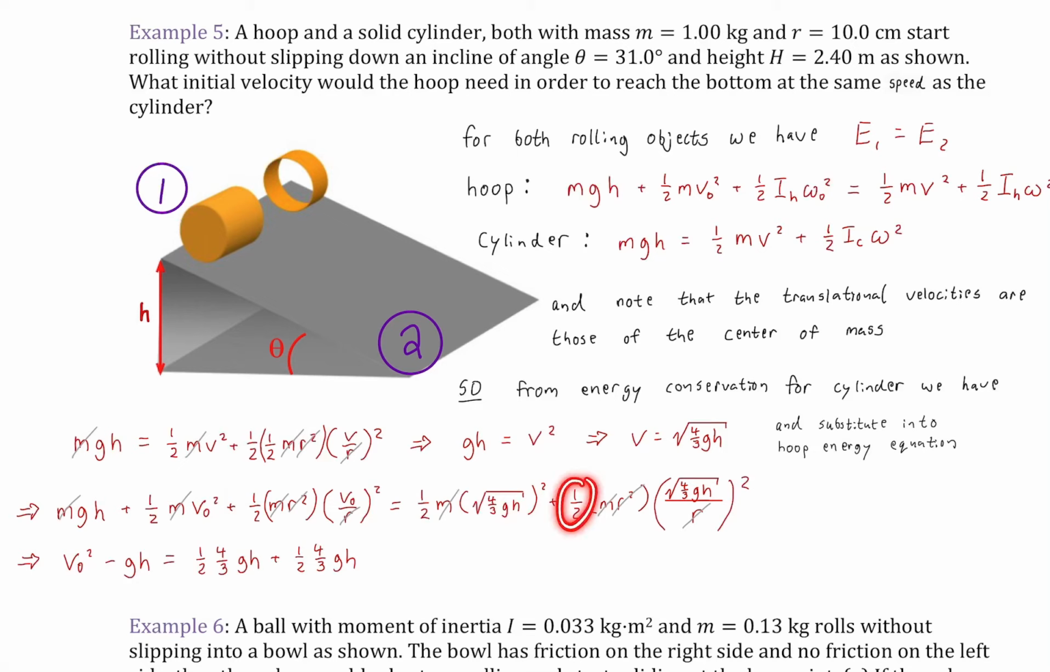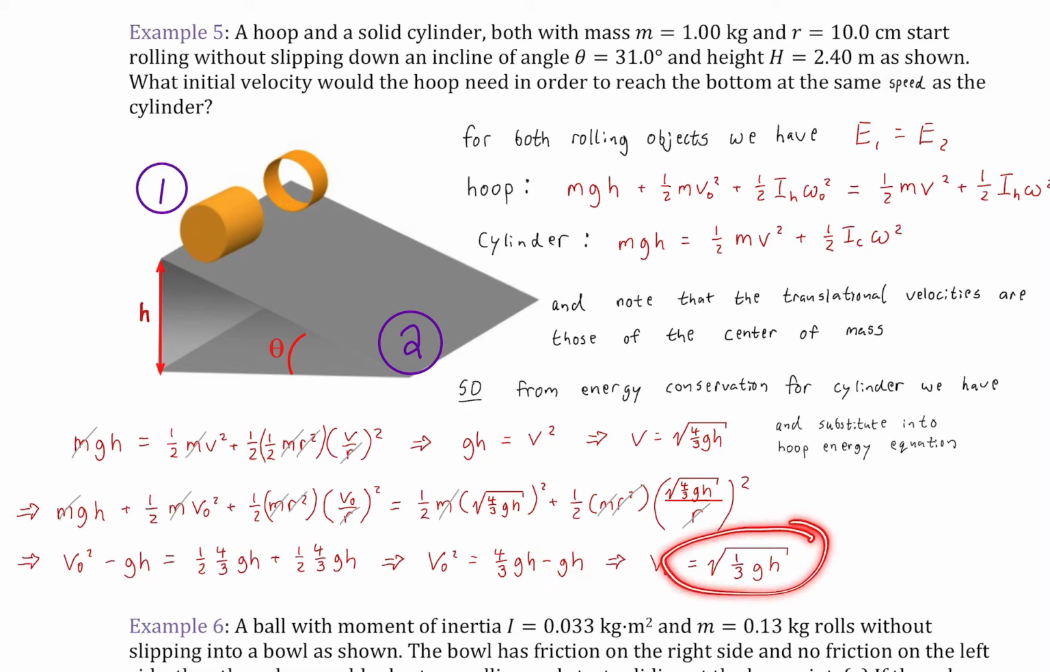All right, and over here there's a 1/2 and another 4/3. Okay, all right, and so we're just going to take those two together. Obviously, it's just going to become 4/3. All right, so then we have v naught squared equals 4/3 gh minus gh. And again, that's because that was positive, so when I subtract it from both sides, it's minus gh. And then you go ahead and solve for v naught, and it's the square root of 1/3 gh.